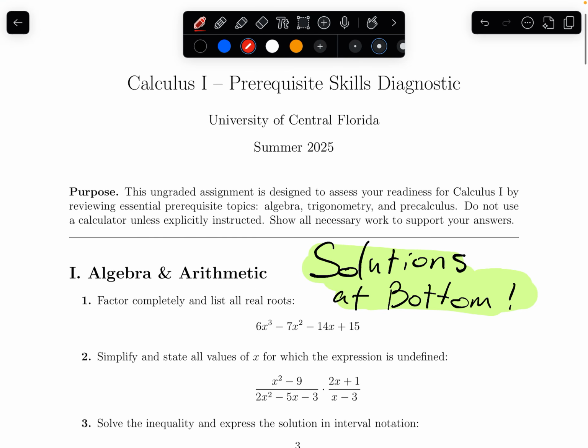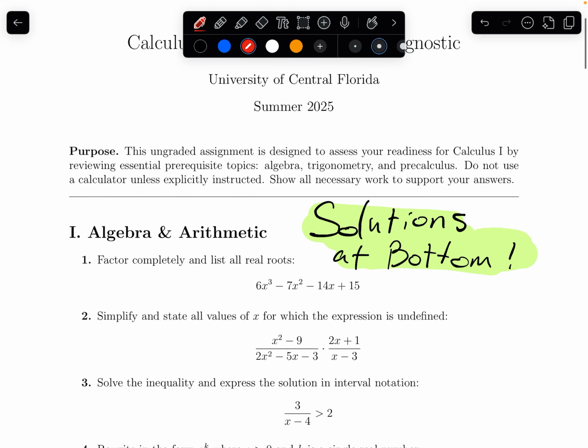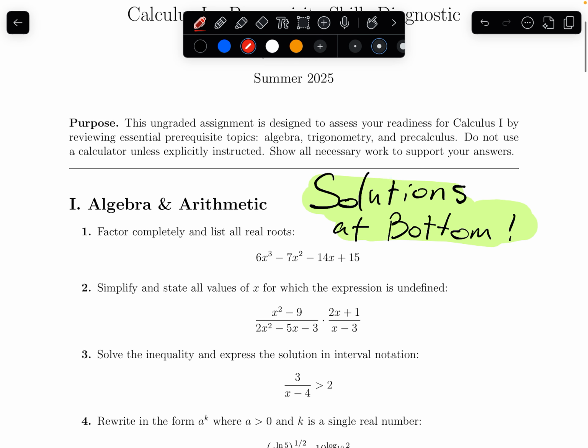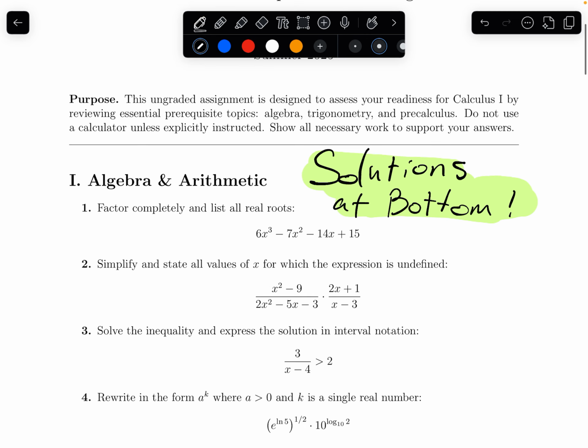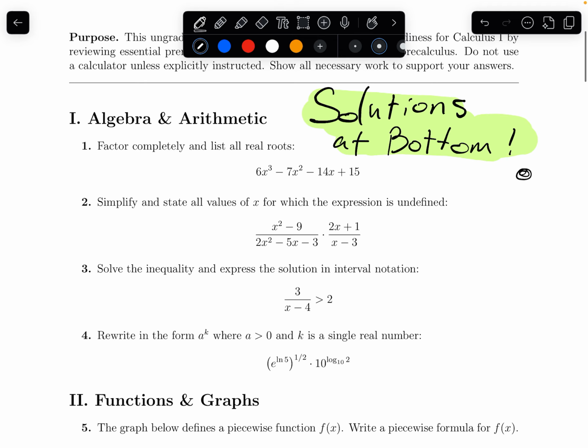Through the prereq skills diagnostic, and I will post this video on YouTube so you guys can watch it at your own pace, and then I'm going to post the solutions that I write down. All the solutions I'm going to write are going to be at the bottom of the page, or at the bottom of the document. So the first question says, factor completely and list all the real roots of this polynomial.